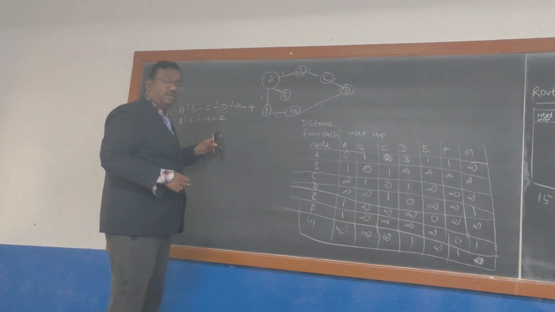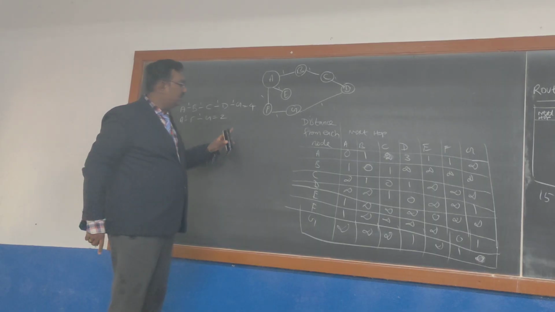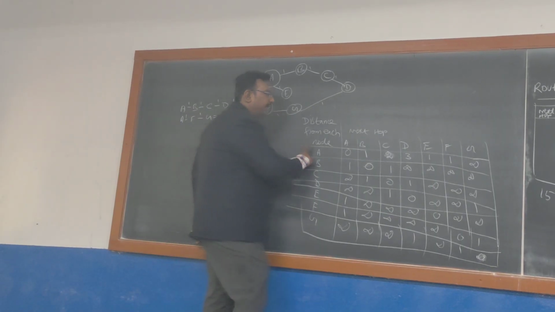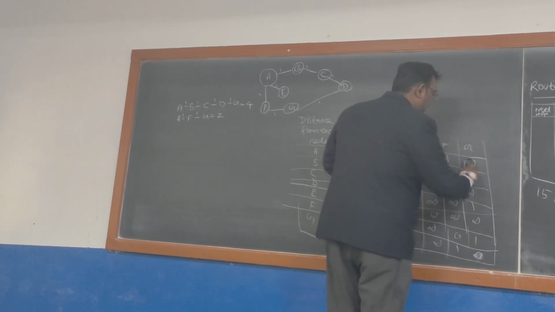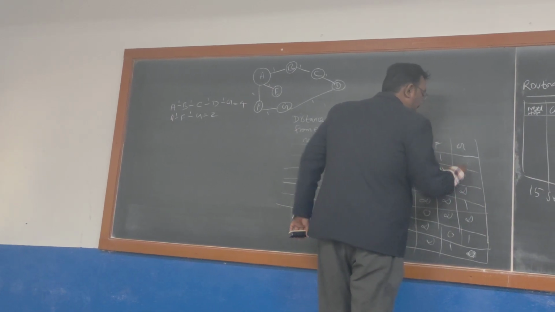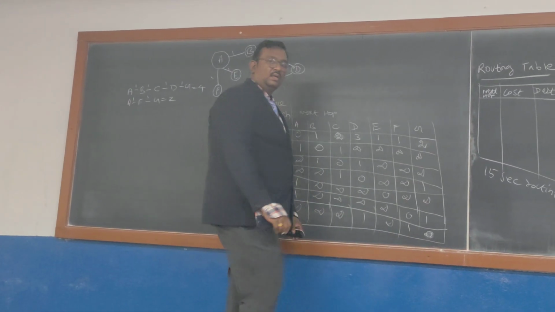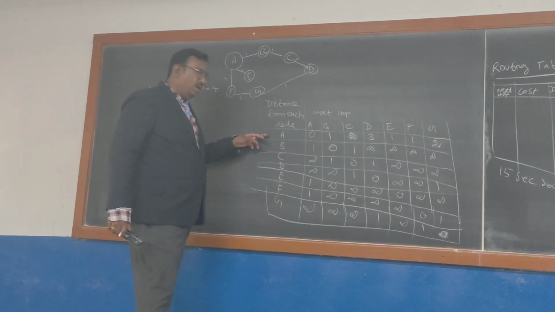So from here we are going to calculate the least one. The least cost is 2. So to reach from A to G, the least cost is 2. So you are going to put that 2 here. So this is for the one node A.